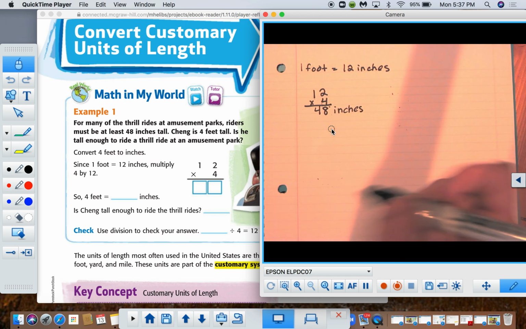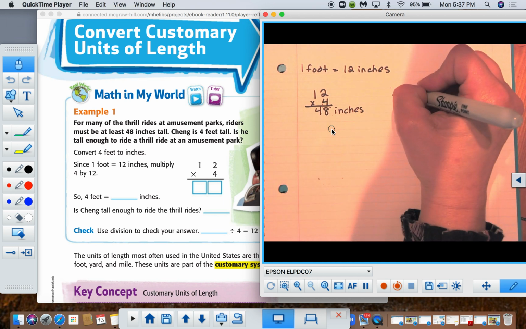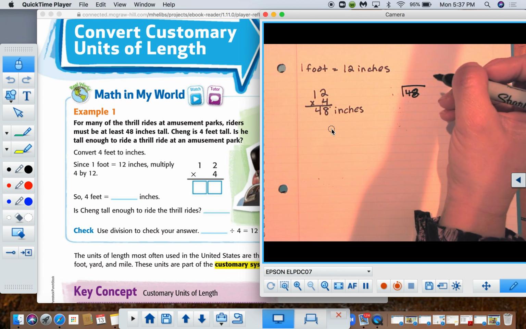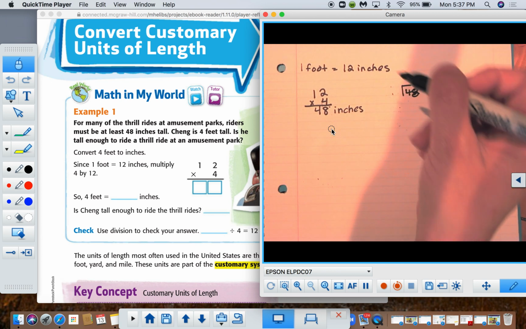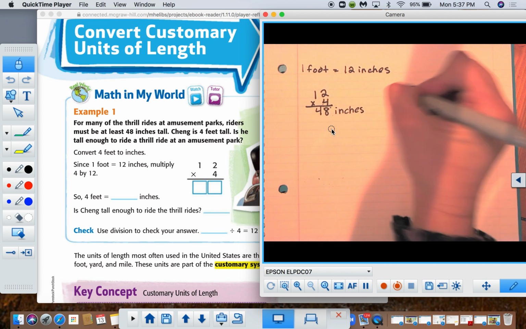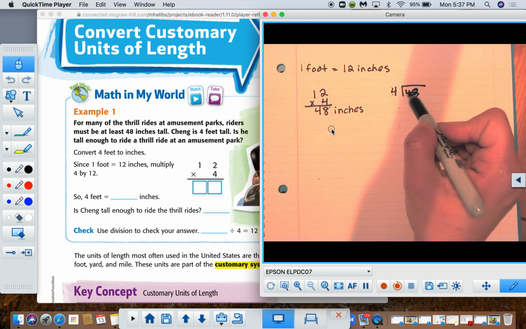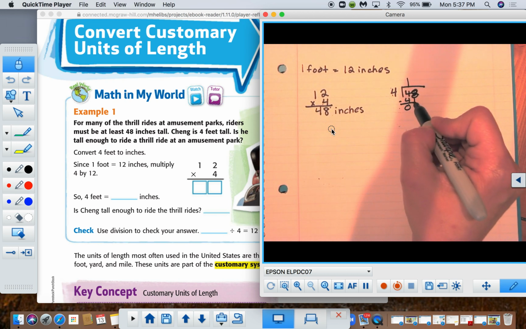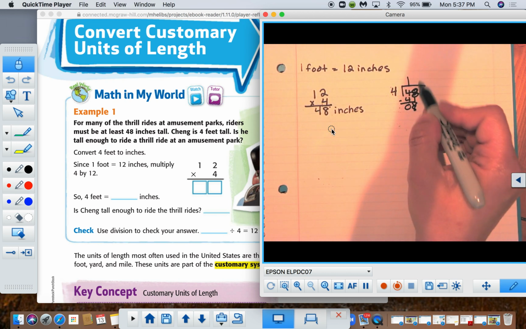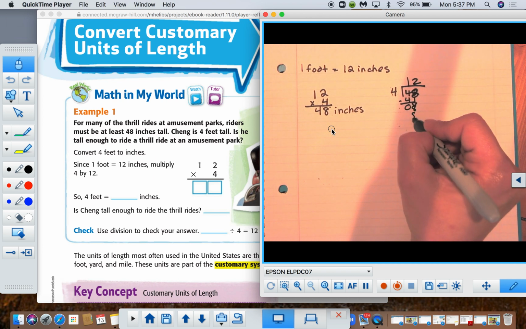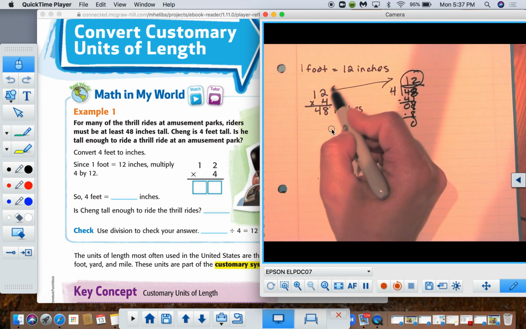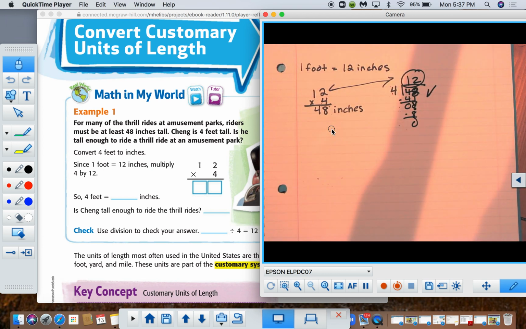Now I just want to go ahead and check my answer. So I'm going to divide 48 by 4. So let's see. 4 goes into 4 one time. 1 times 4 is 4. 4 minus 4 is 0. Bring down my 8. 4 goes into 8 2 times. 2 times 4 is 8. 8 minus 8 is 0. So my answer is 12. It matches up, so my answer is correct. Okay?